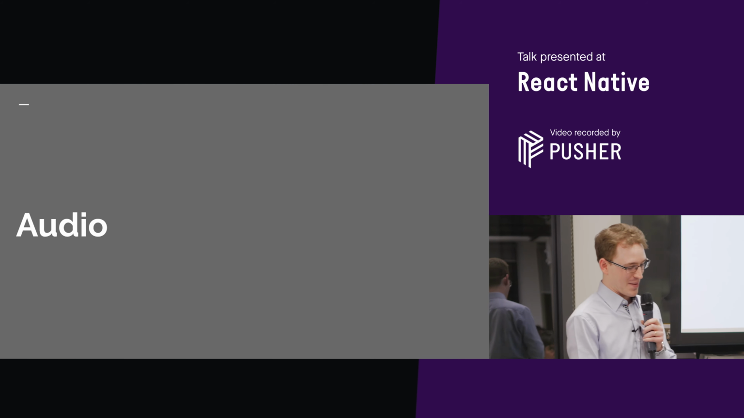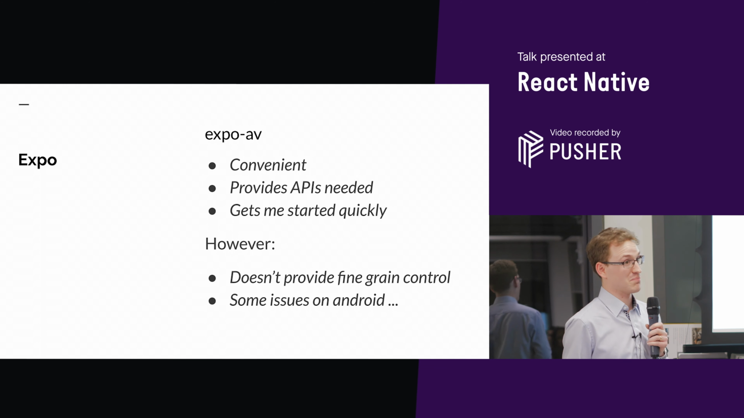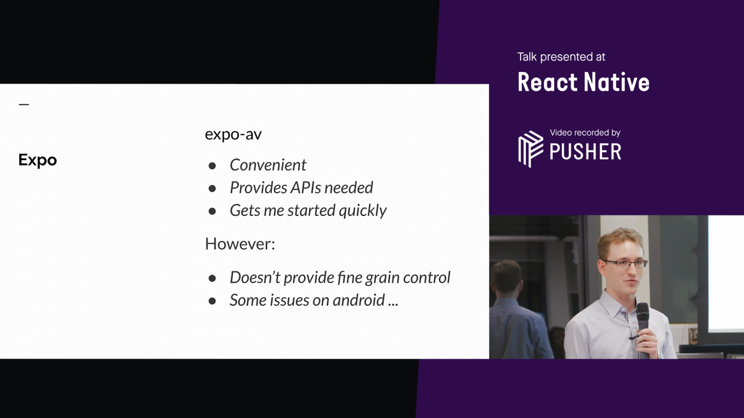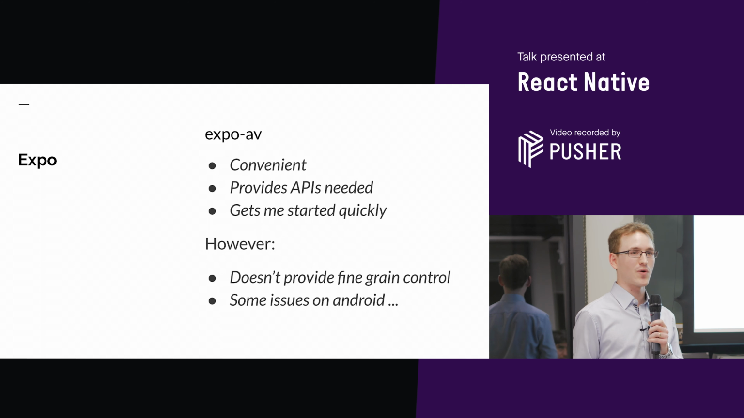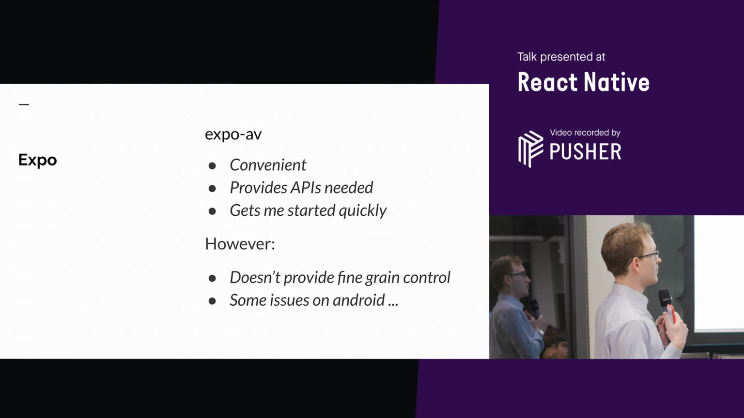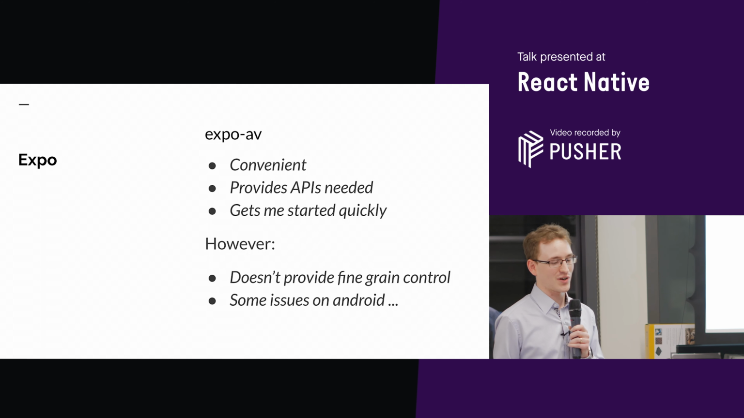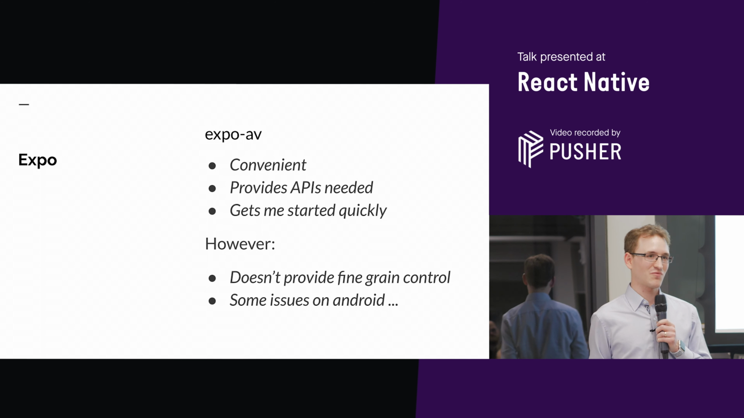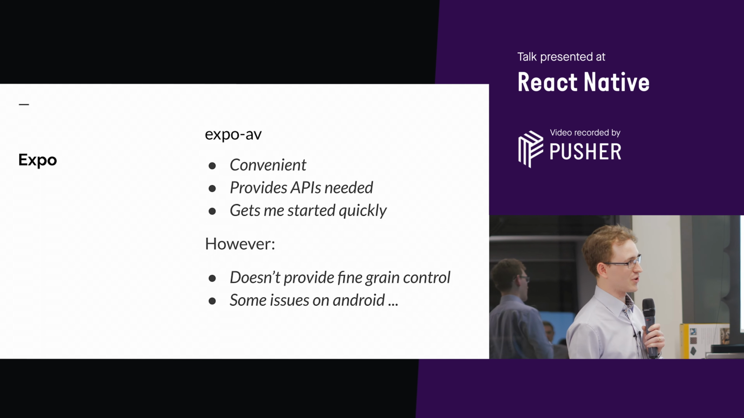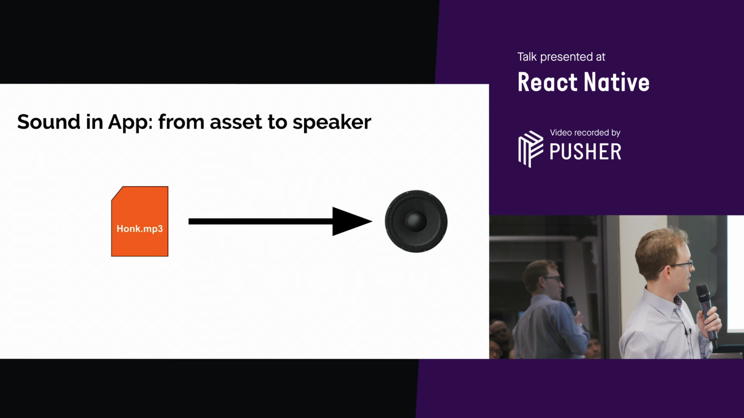So let's talk a little bit about audio quickly. I did this app using Expo because I really like Expo. I really rate it as a framework for building React Native apps. If I can use it, if I don't need to reach for APIs outside of it, I do. It gets me started really quickly, and I love it for all of these reasons. However, I did find when developing the audio for this that it doesn't really provide me as fine-grained control as I need, and there are some issues on Android, so I was bumping up against some of those edge cases.